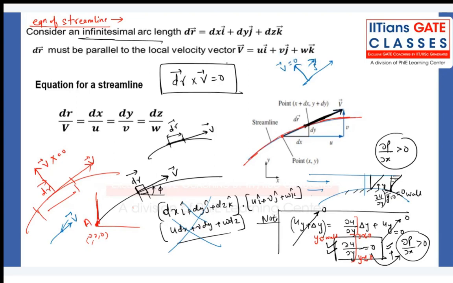No, no, sir. I'm not saying flow, sir. I'm taking a position vector only, s vector, and the velocity vector to get exactly perpendicular to the velocity vector. Then can I get the equation of streamline by putting s dot v bar equals to 0?